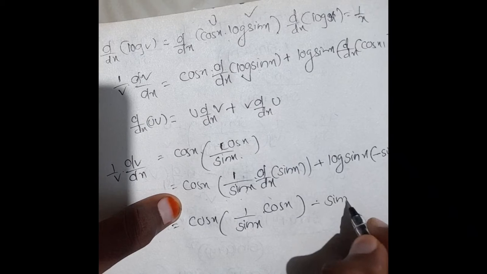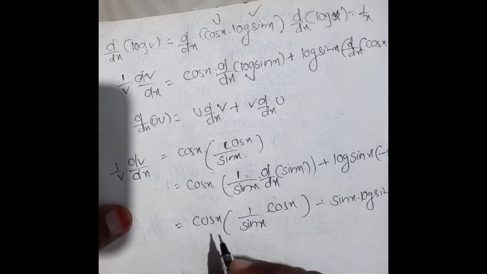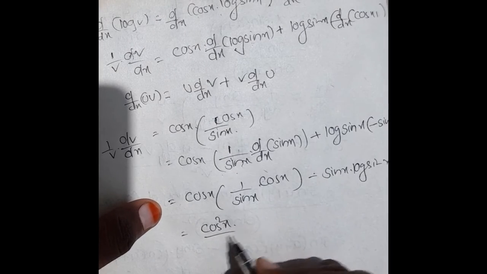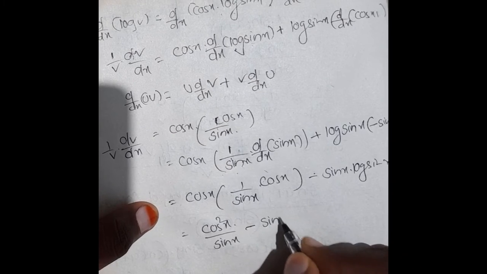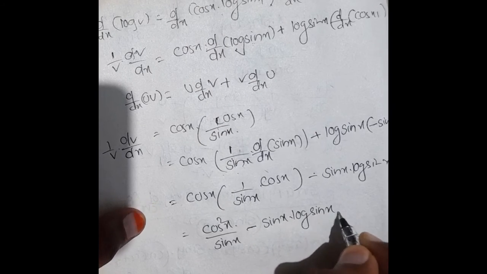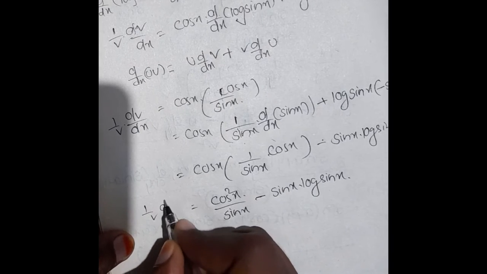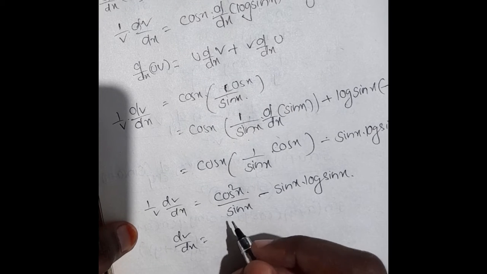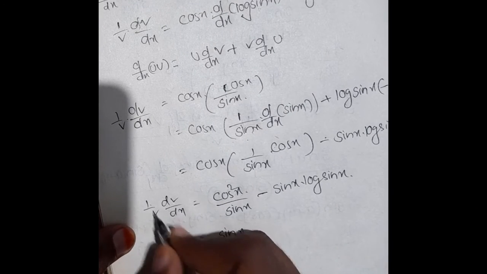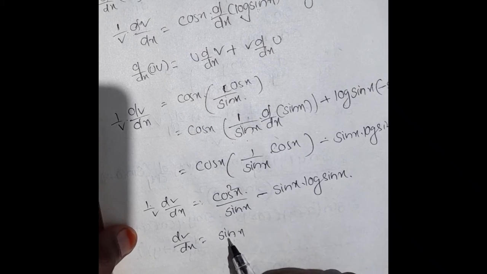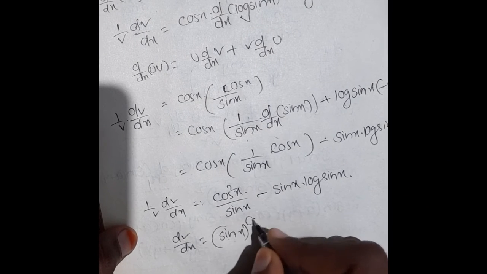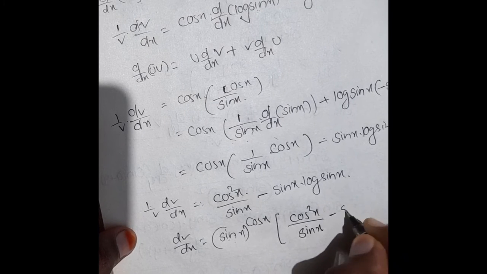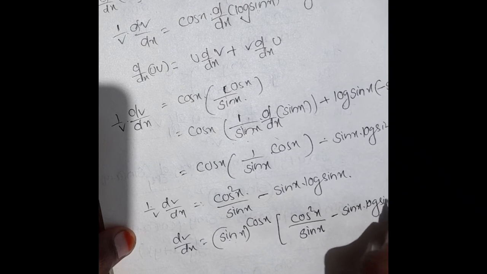So now sin x into log sin x. So now cos x into cos square x by sin x minus sin x log sin x. This is 1 by v dv by dx. Now dv by dx equals, what is v? V is sin x to the power cos x. Transposing v to this side, what it becomes? V into this. So directly putting the value of v here, sin x to the power cos x into cos square x by sin x minus sin x into log sin x.